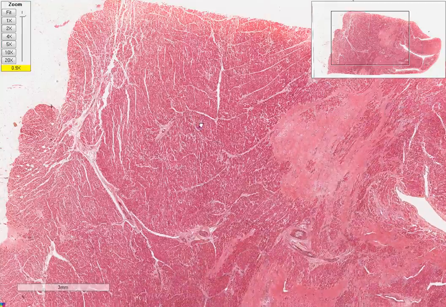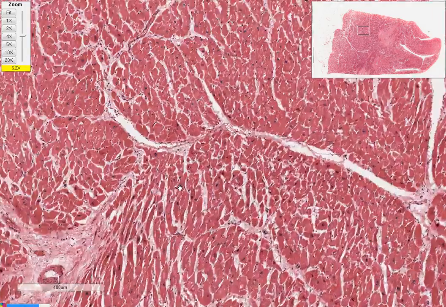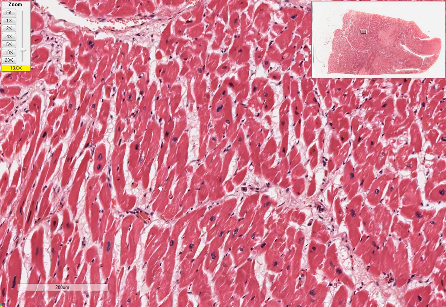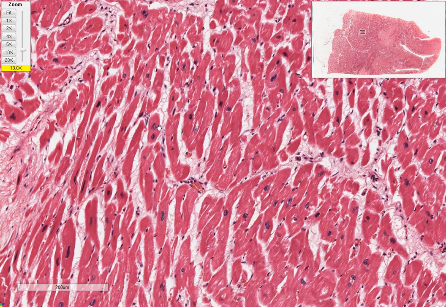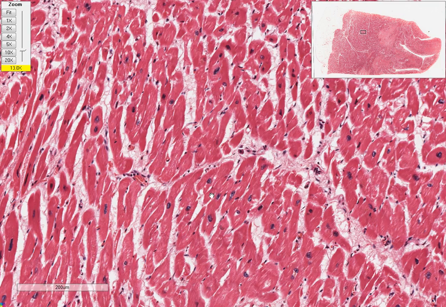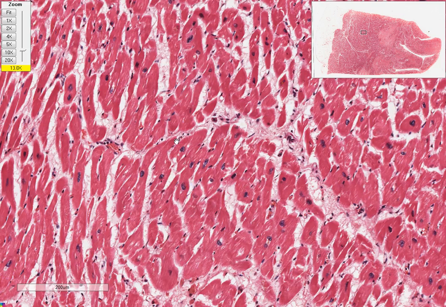These are the normal areas. And what we're seeing here, of course, is heart muscle or myocardium, and these are the muscle cells with centrally located nuclei and well-preserved nuclei with very dense eosinophilic cytoplasm.